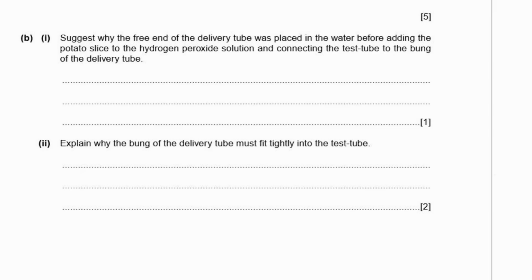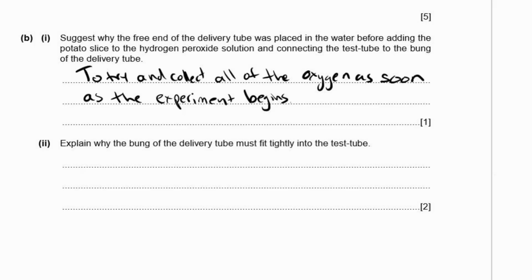B1. Suggest why the free end of the delivery tube was placed in water before adding the potato slice to the hydrogen peroxide solution and connecting the test tube to the bung of the delivery tube. Well, the reason why is because you need to try and collect as much of the oxygen as you can, and if you don't have it already set up, you might lose some of the oxygen at the beginning of the experiment. So to try and collect all of the oxygen as soon as the experiment begins.